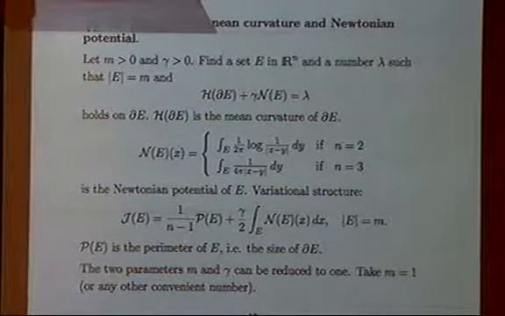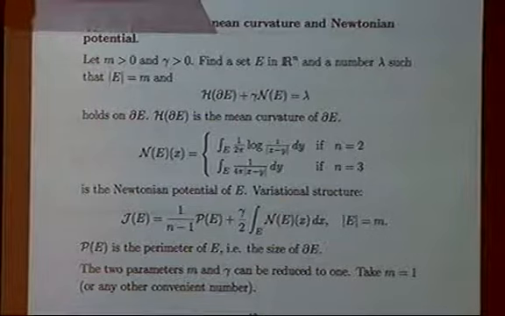And again, you are given 2 parameters, n positive, gamma also positive, and you are looking for a subset E of Rn, and a number lambda, such that the volume of the set is fixed, equal to n. And on the boundary of the set, this equation holds. This equation says that the mean curvature of the boundary of the set plus gamma, the parameter, times this N of E, and these 2 numbers add up to a constant lambda for all points on the boundary of this set. And this N of E is simply the Newtonian potential of the set.